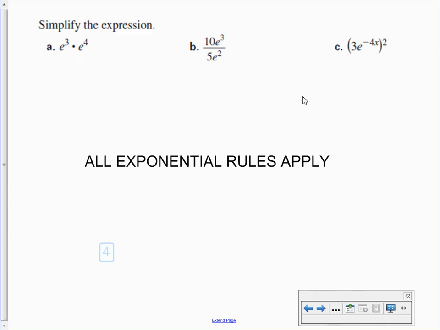Let's look at a couple examples of how you would simplify expressions in terms of E. Like I said in part A, if you have E cubed times e to the fourth, it's e to the what? E to the seventh. Very good. Your exponent rules still hold true. 10e to the third divided by 5e squared. Ladies, remember, deal with your numbers first, and then go to your variables with exponents. 10 divided by 5 is 2. E cubed over e squared, so it's 2e.